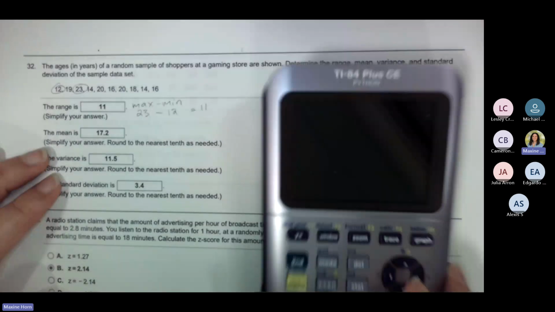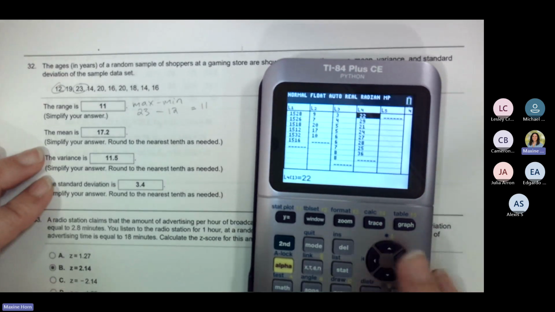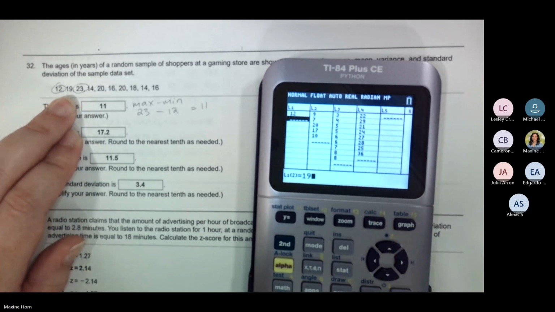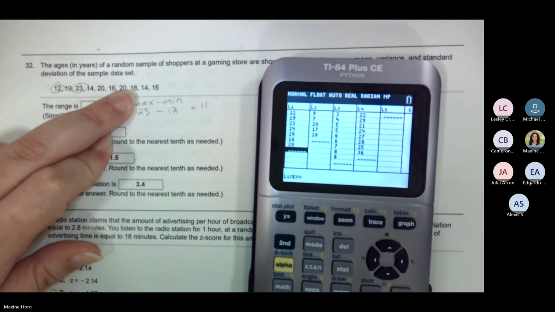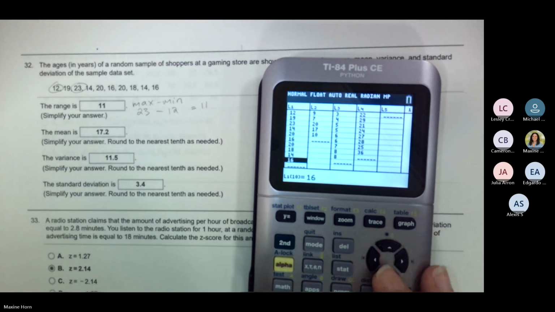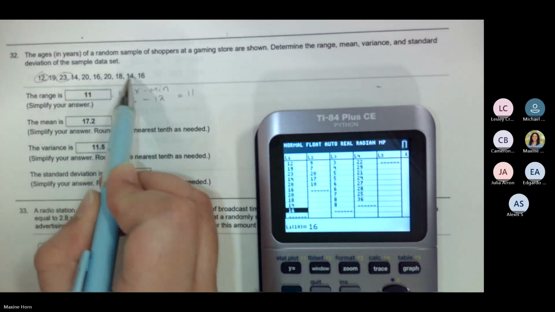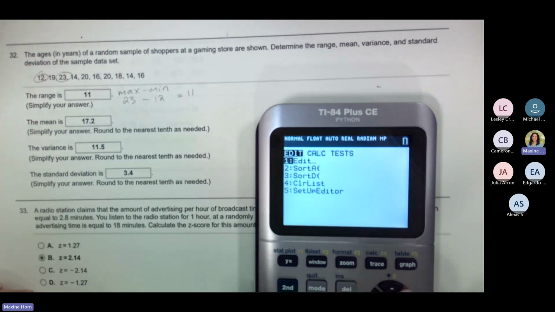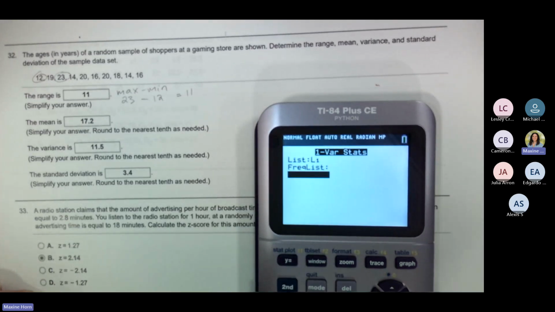Okay, the mean. Again, we're going to plug all of these into the calculator. So I'm just going to go ahead and do it here. There's not that many. Okay, 1, 2, 3, 4, 5, 6, 7. Okay, so we're going to stat, calc, 1var stats. I put my stuff in list 1 and calculate.